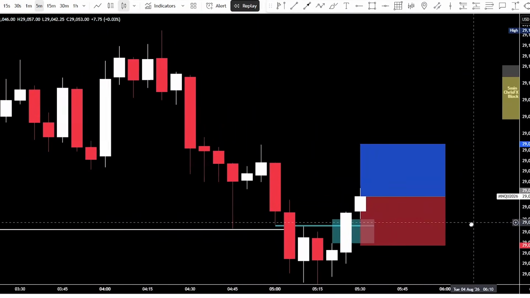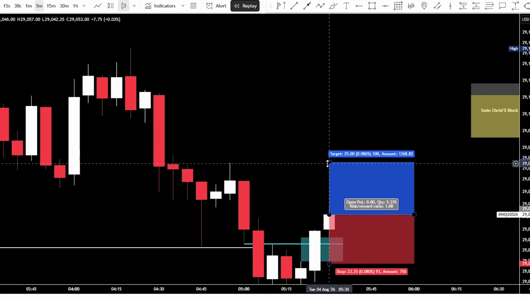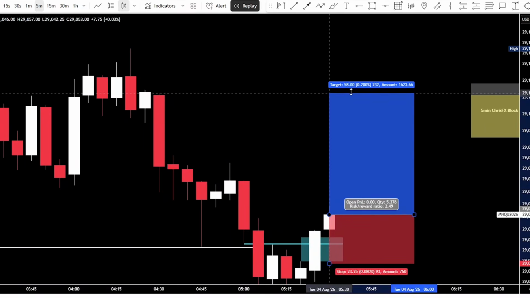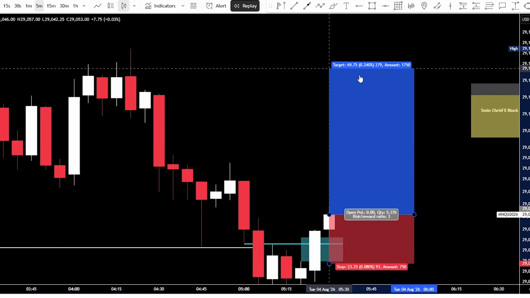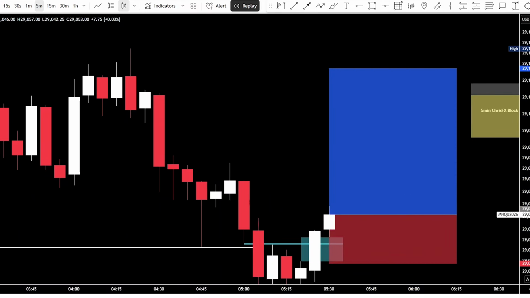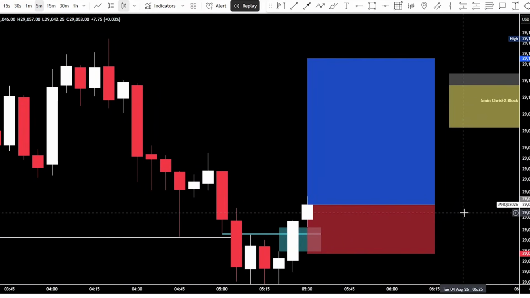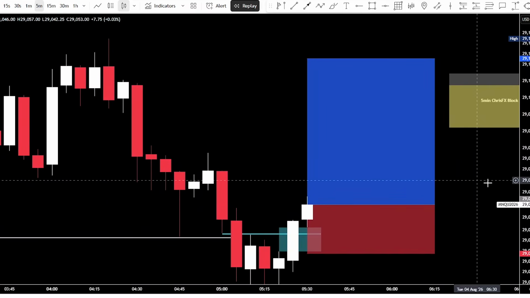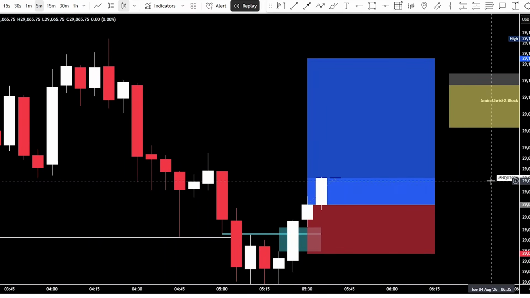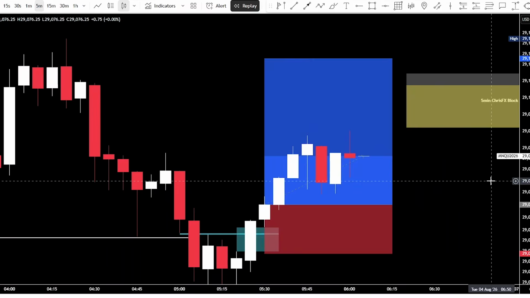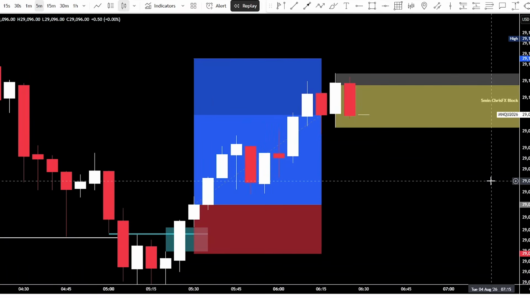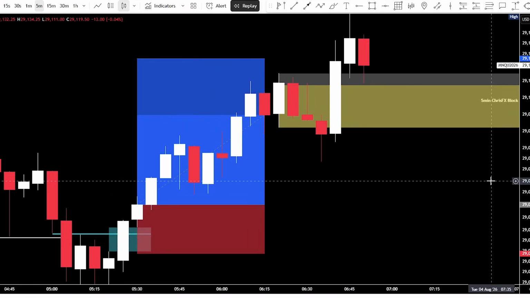Now regarding targets, I'm an advocate of a 3-to-1 RR with this strategy. If you backtest it, you will see that it works like a charm. So let's play this one out. And we have a win.